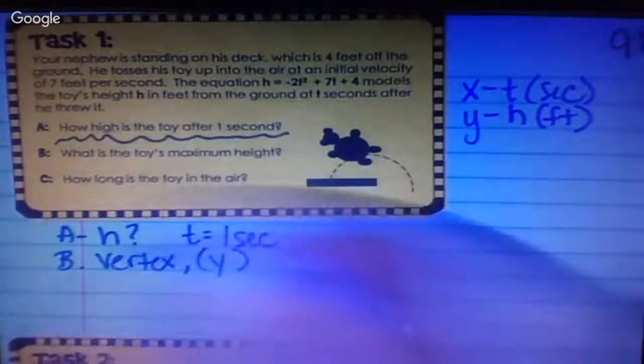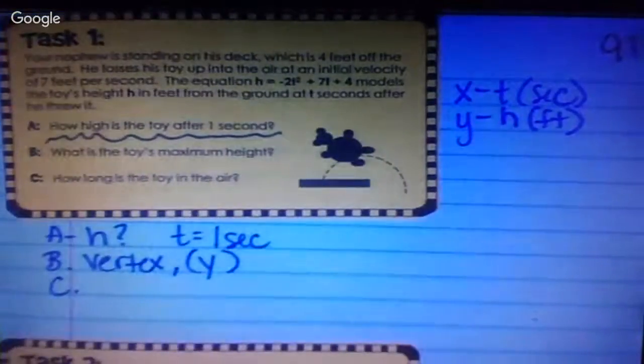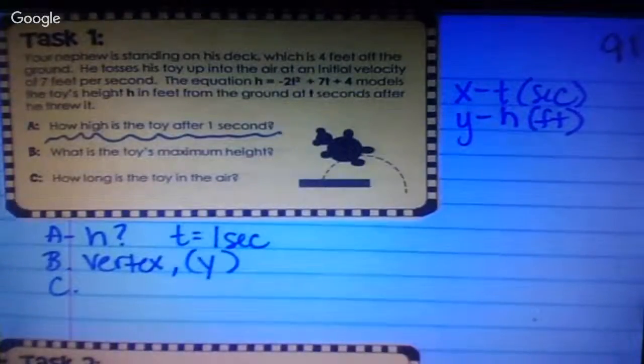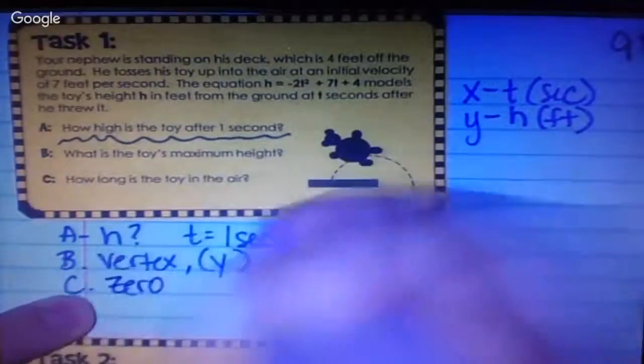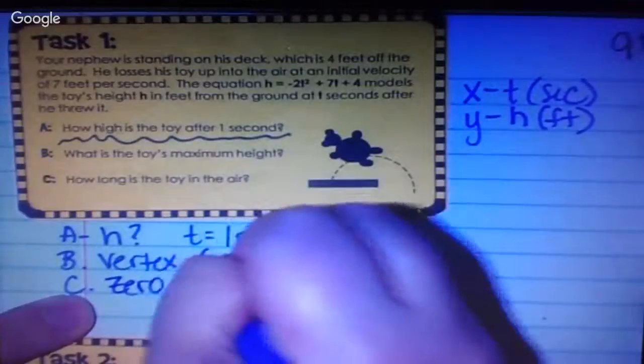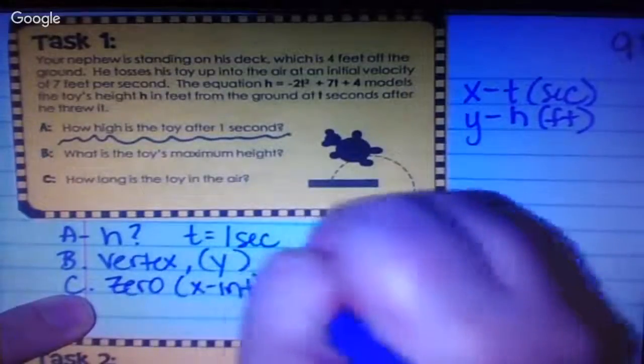Okay. And finally, part C. How long is the toy in the air? How long? T, it's talking time. And if I'm not in the air, where am I? On the ground. So I want to know, how long does it take for that toy to hit the ground? So I'm actually looking for my 0 or my x-intercept. And I'm looking for time here.